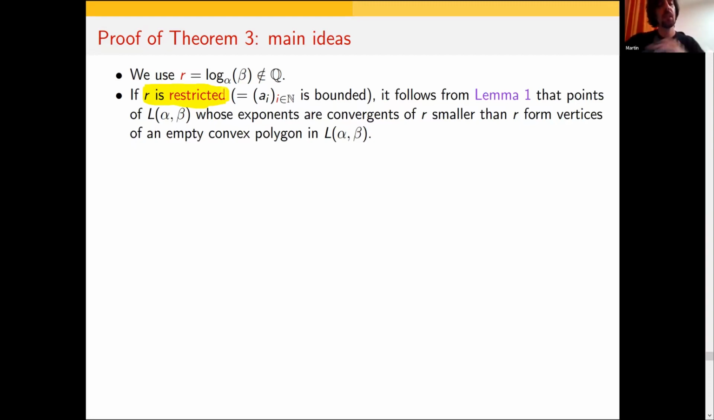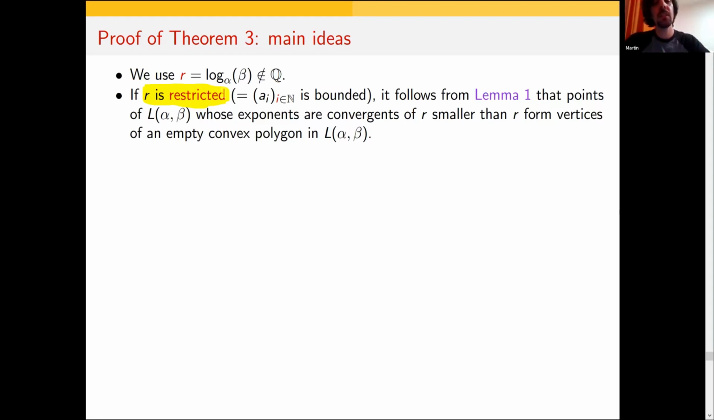So for example, if my logarithm is the golden ratio, then it is restricted because, as we saw in the example, all coefficients are then 1. So all of them are bounded by some constant. And if we use this, then we can use lemma 1 to show that we will obtain an empty convex polygon.